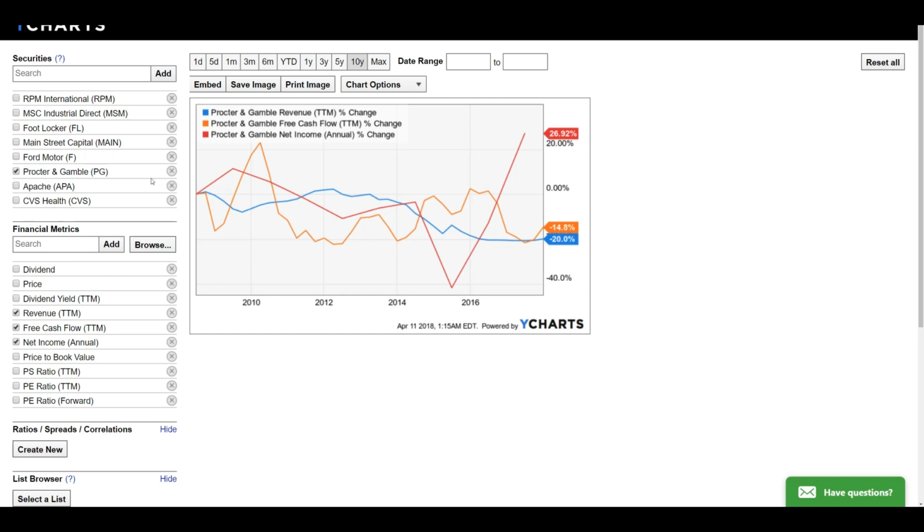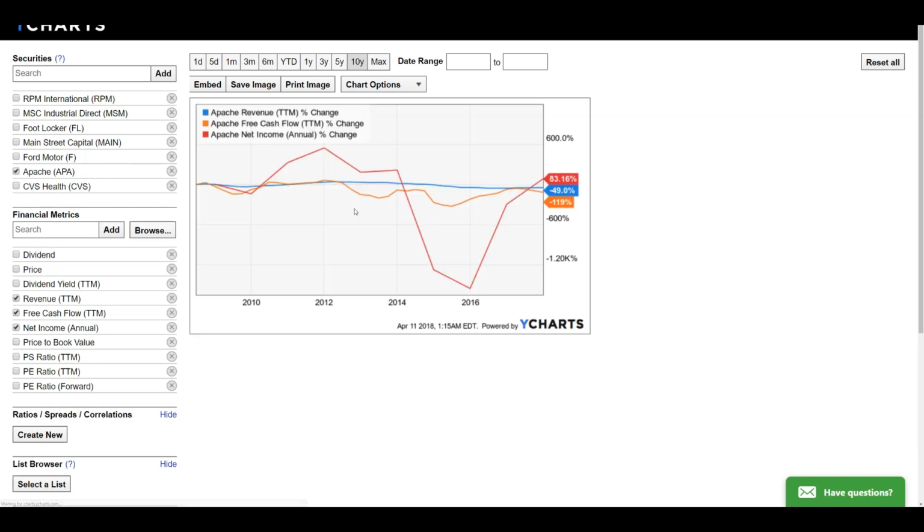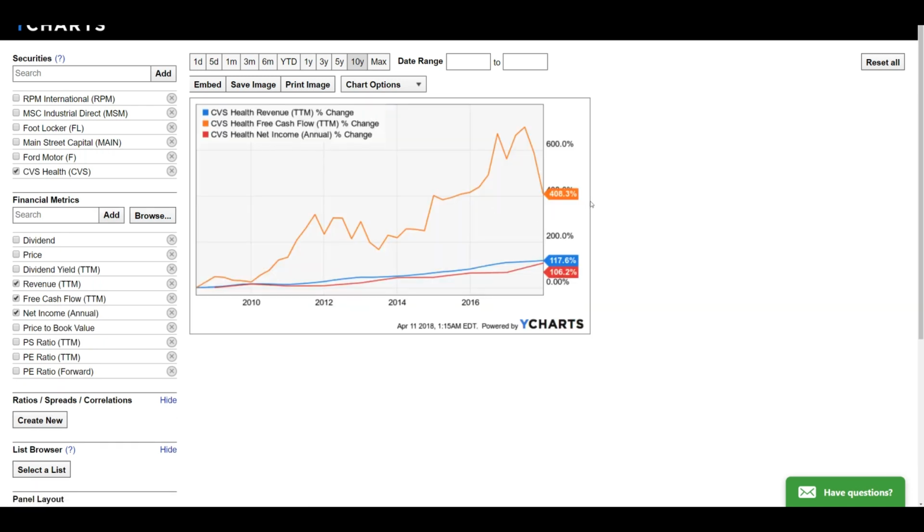So here's negative Procter and Gamble. So go ahead and remove that. At Apache, negative 49, negative 119, in both the revenue and free cash flow. Go ahead and remove that. And CVS, all positive numbers there.